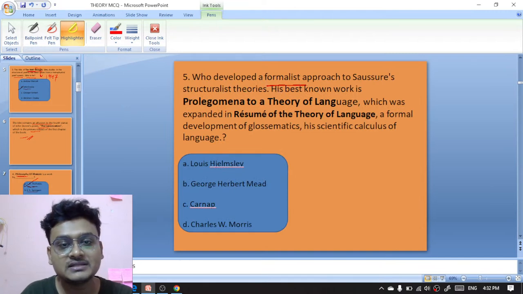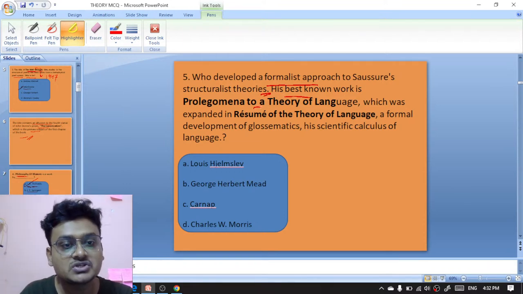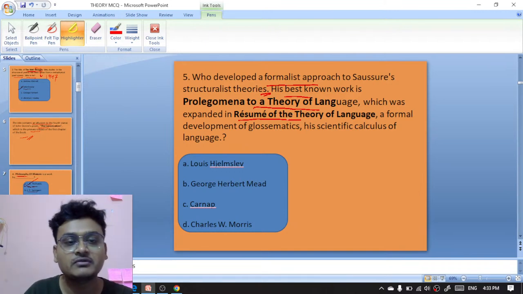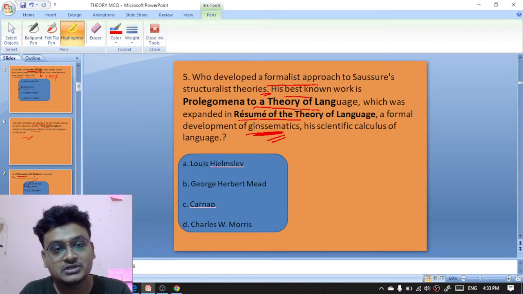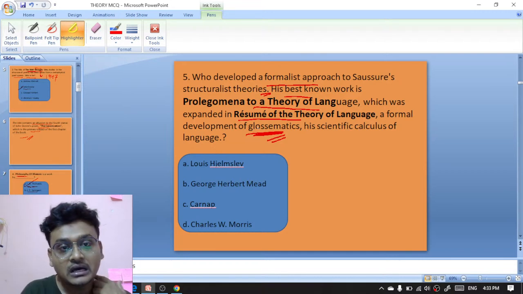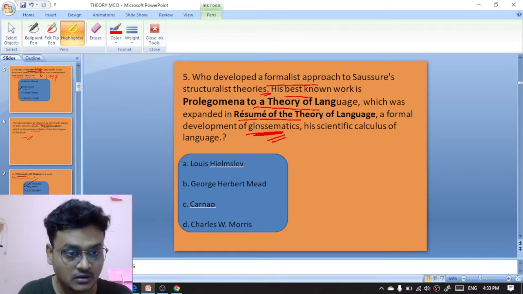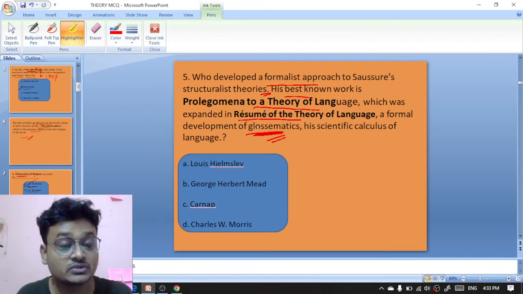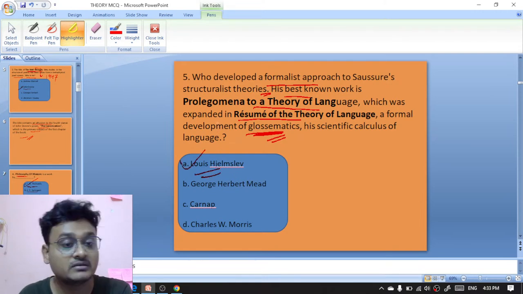Who developed a formalist approach to Ferdinand de Saussure's structuralist theories? And his best known work is Prolegomena to a Theory of Language, which was expanded in Resume of the Theory of Language, a formal development of glossematics and his scientific calculus of language. So this writer developed a formalist approach to Saussure's structuralist theories, and the work is Prolegomena to a Theory of Language, and this work was written by, your options are Louis Hjelmslev, George Herbert Mead, Carnap, or Charles W. Morris. So this work was written by Louis Hjelmslev. A is the right option. Here Louis Hjelmslev is the correct answer.